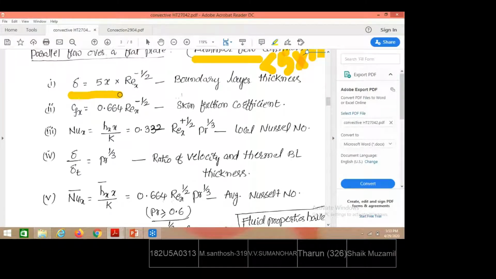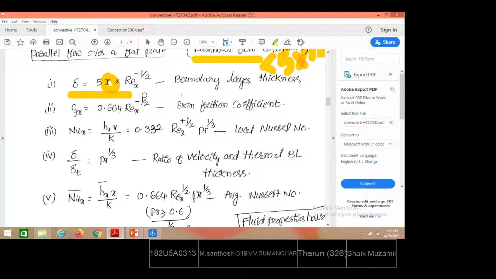The boundary layer thickness is varying as the hydrodynamic boundary layer thickness. That will be obtained as 5 into x, that is the distance, multiplied by the Reynolds number. These are there in the data book.